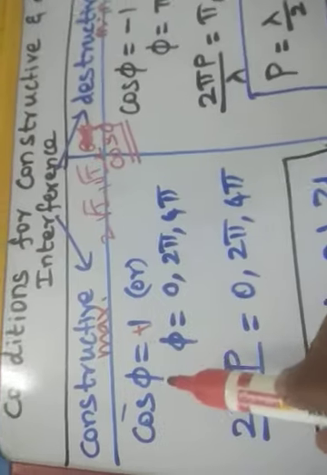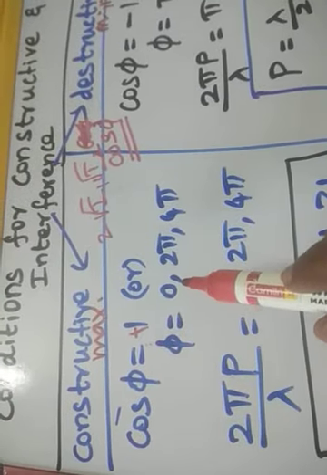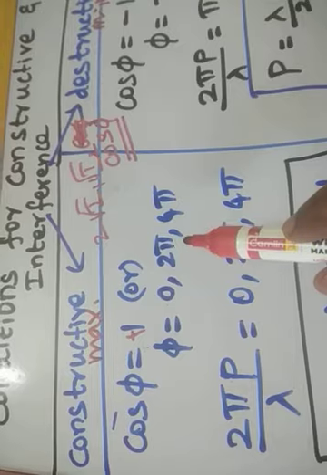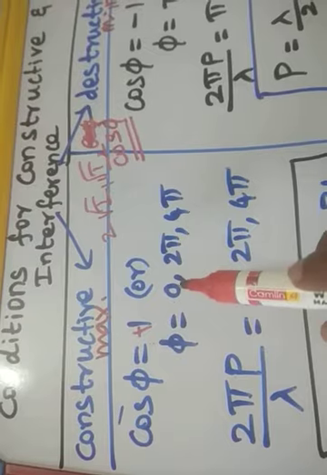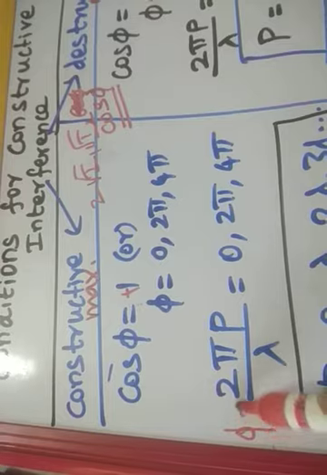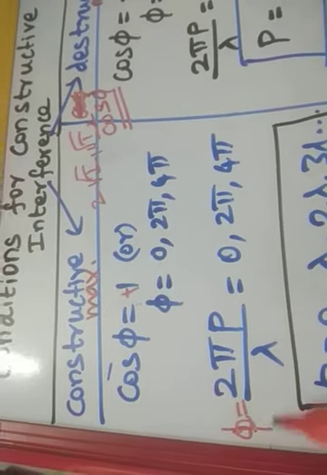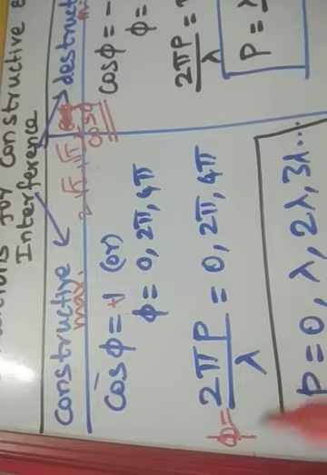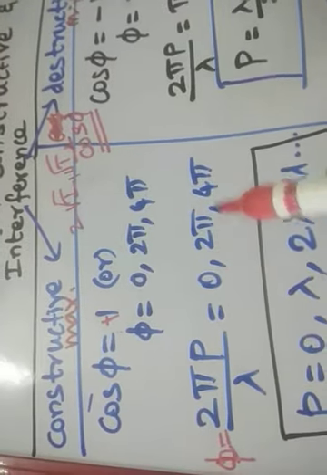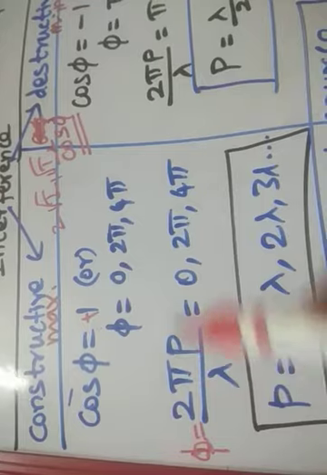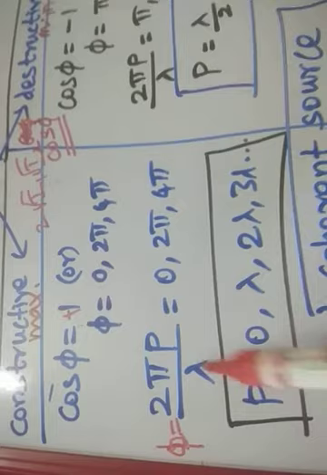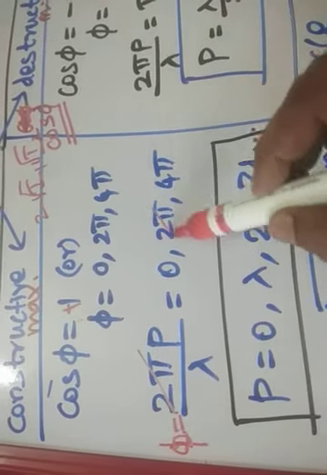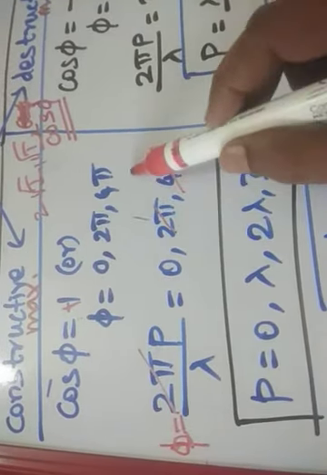First we will see when cos φ will become 1: cos 0 is 1, cos 360 degrees is 1, the multiples of 360 degrees. So the φ value must be 0, 2π and 4π. Already I told that the relation between phase difference and path difference is φ = 2π p by λ. So φ is 0, 2π, 4π, etc. If you substitute, p is equal to 0, λ, 2λ, 3λ. How, sir? The 2π's are cancelled, so here 1 will come, here 2 will come.